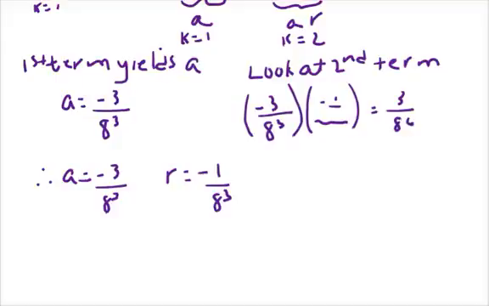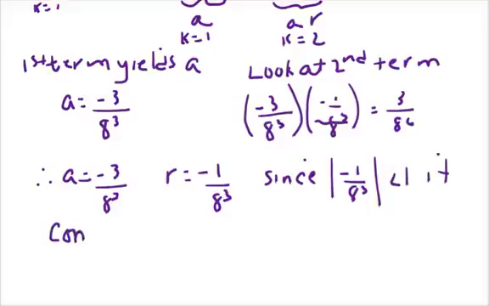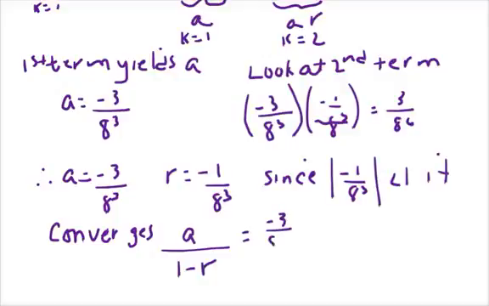All right, plug it in and check it. Make sure you're good. Add your exponents, multiply your signs, become a positive. So since the absolute value of minus 1 over 8 cubed, which is r, is less than 1, it converges. And specifically, it converges to a over 1 minus r. So plug in your values and crunch the numbers.